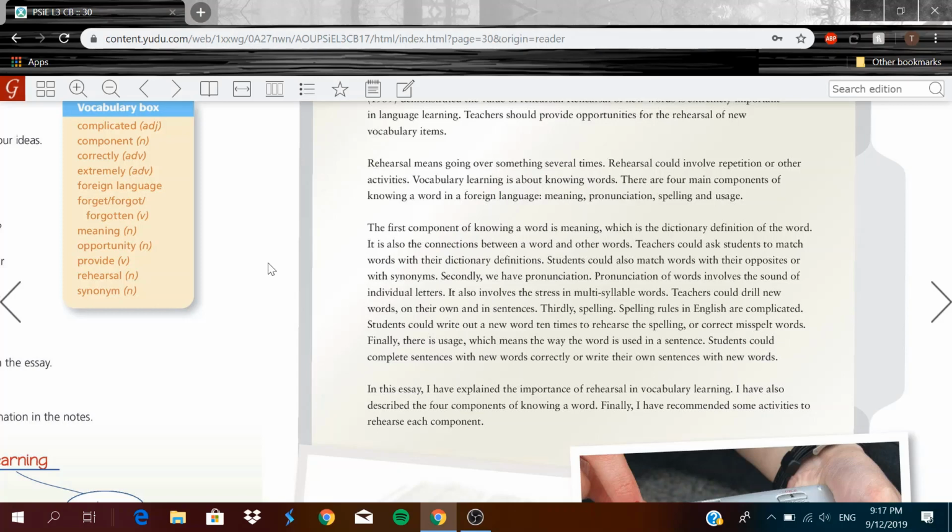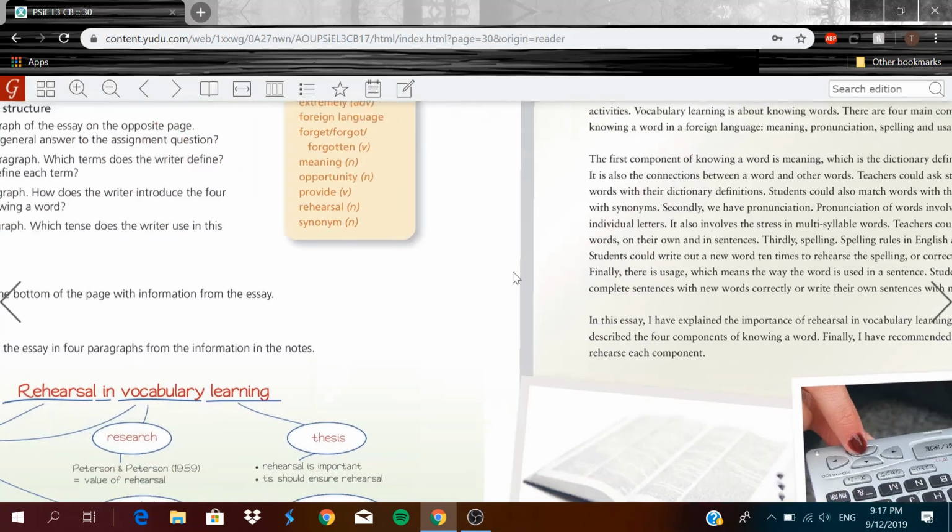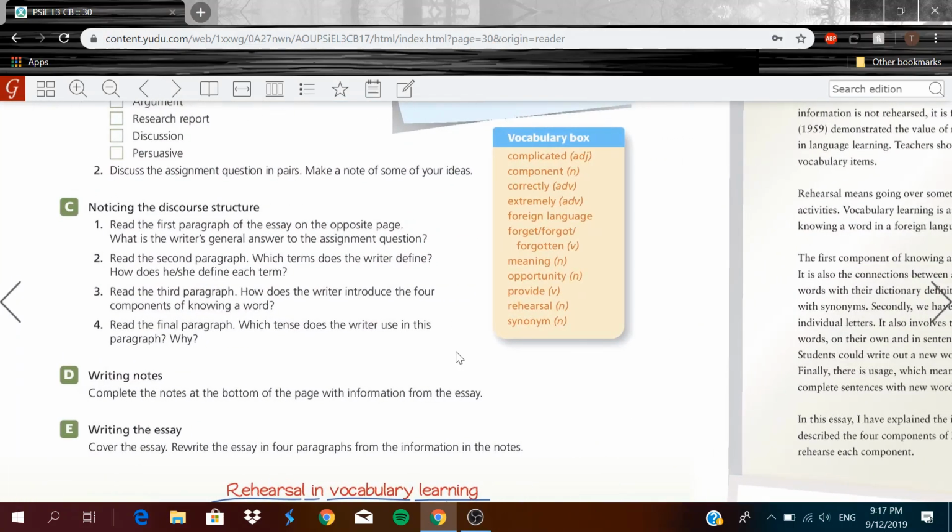In this essay, I have explained the importance of rehearsal in vocabulary learning. I have also described the 4 components of knowing a word. Finally, I have recommended some activities to rehearse each component. So that was the text, the essay.